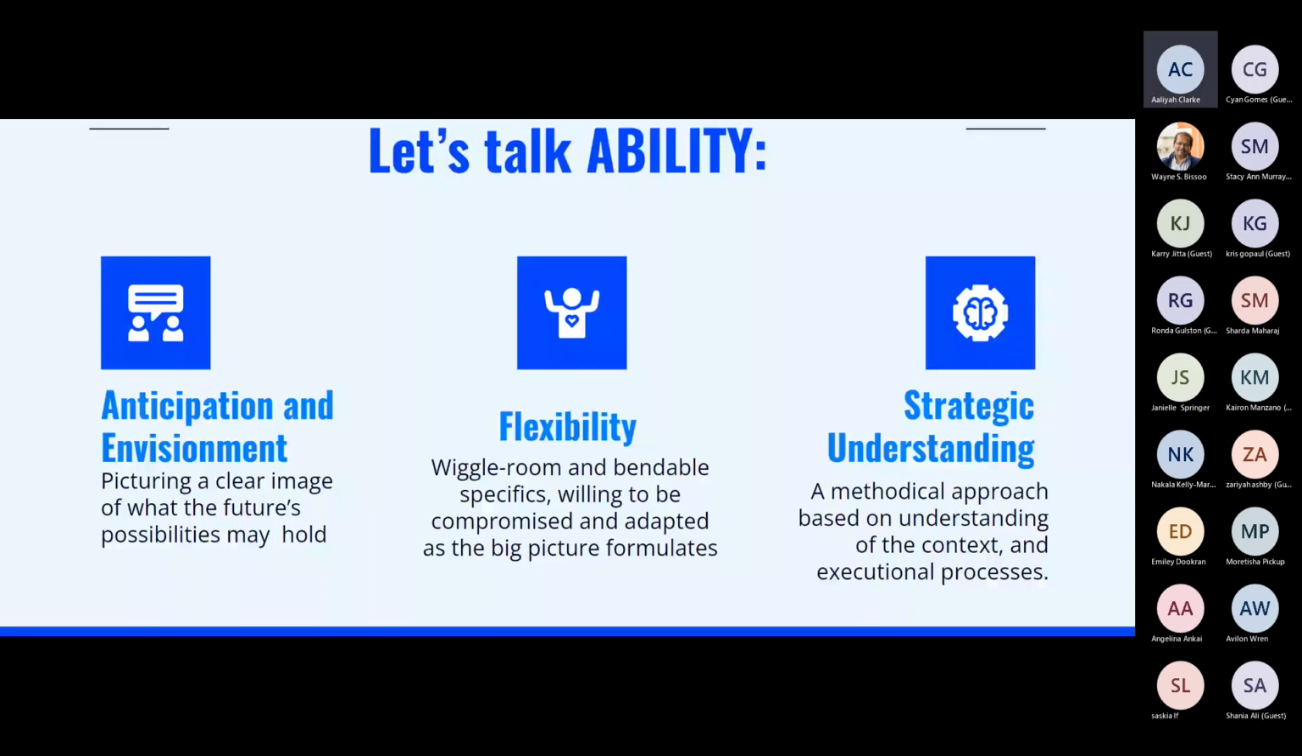And then finally, executing it in a methodical way, having that methodical approach based on the understanding of the context and the processes that would be necessary. It's important to note that while all of these abilities are necessary based on the fast paced, ever changing nature of our world, no two leaders would see the information that they're presented with in the same way or make the same choices. Next slide, please.